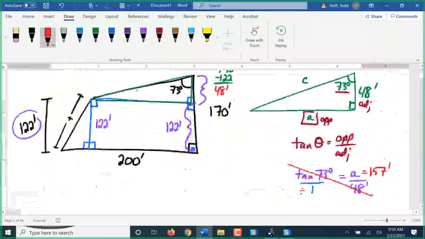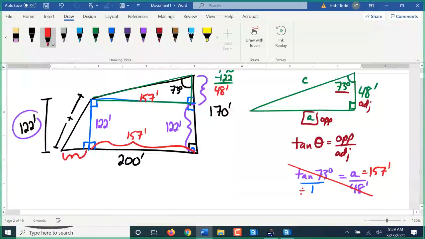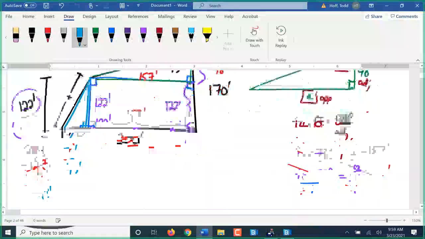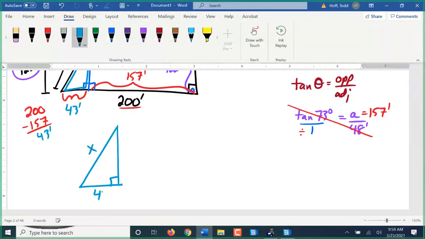So this is 157 feet right here, which means this piece is 157 feet. Which means we can now find this piece here as the 200 feet of the whole thing minus 157, which gives us 43 feet. So I have this triangle here. I'm trying to find the hypotenuse of it, x. I have that this is 43 feet, and this is 122 feet.